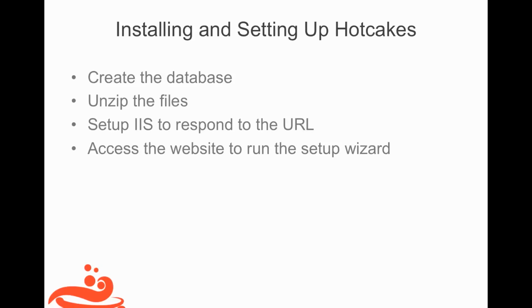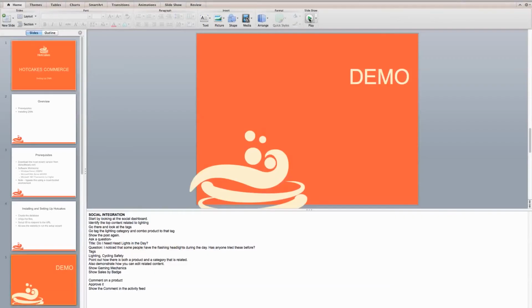Once you get that done, you can create the database, unzip the files, and then tell IIS to respond to the URL. It's pretty straightforward. Once that's done, you just run through a setup wizard, and then you have a working version. So, without too many slides, we're going to jump right into the demo and show you how to do that.